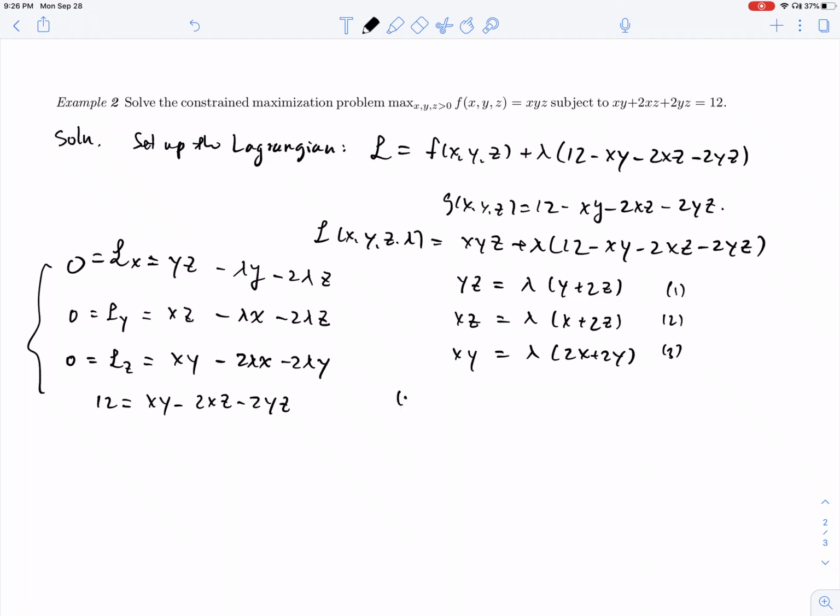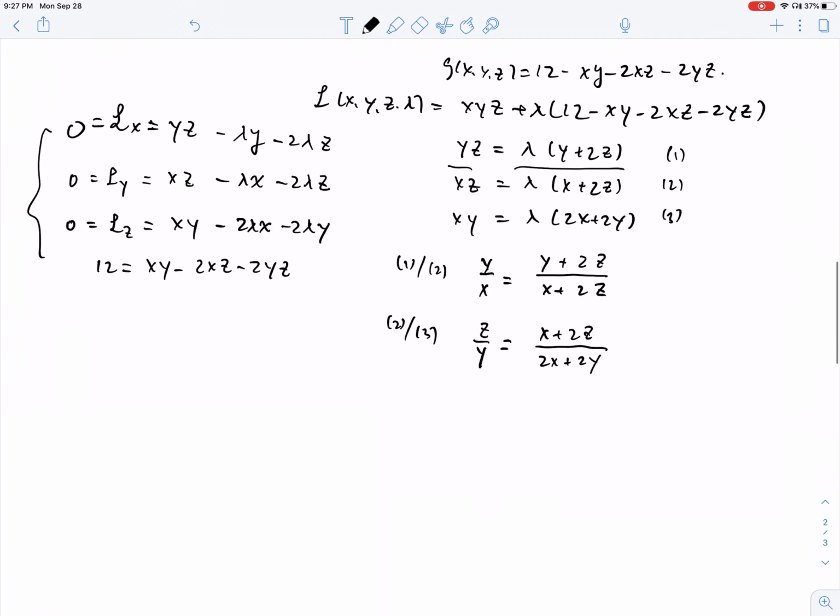So we're going to use 1 divided by 2. Well, what do we mean? We just look at the ratio of these 2 equations. Then we have y over x equals (y plus 2z) over (x plus 2z), right? And then we can do equation 2 divided by equation 3, and then we will have z over y equals, lambda is cancelled, (x plus 2z) over (2x plus 2y), like that.